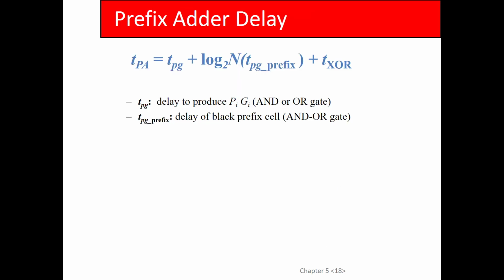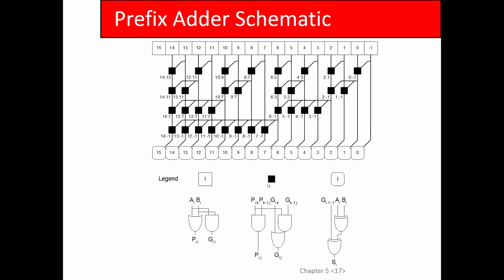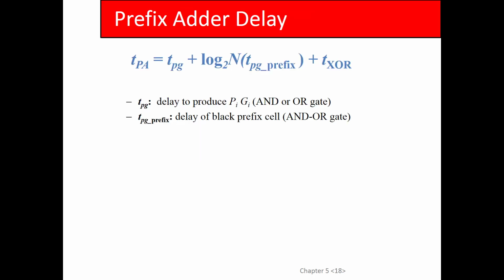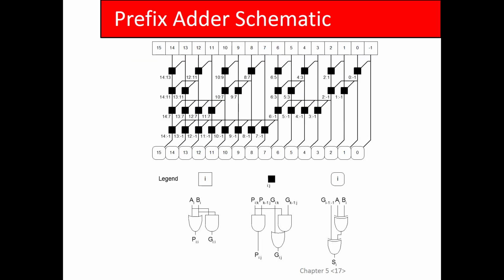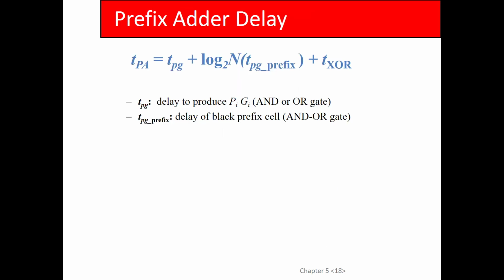Once you have all of the generates coming into each output bit, you have to feed those through this 3-input XOR to get the sum. Make sense? So if you look at this picture and you compare it to the equation, these 3 circuits match up to these 3 terms in the delay equation. Okay, any questions?